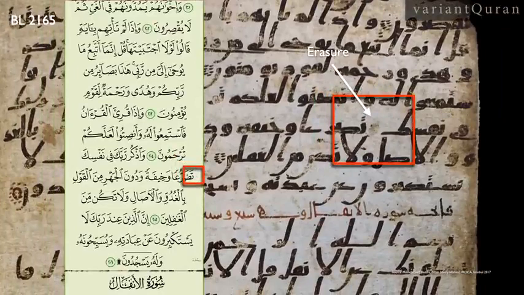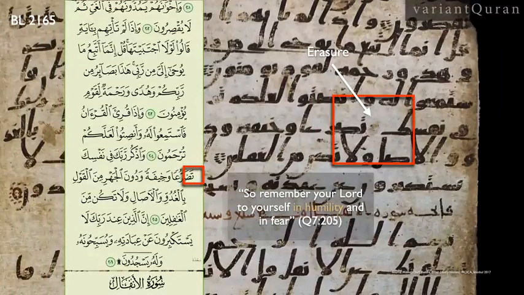All right. And here's one last one. So, remember your Lord to yourself in humility and in fear. And the word there is tadarru'an. So what has happened here, it looks like there was an erasure of a wow, probably a wow. That would make the most sense. It's clearly a small round letter.